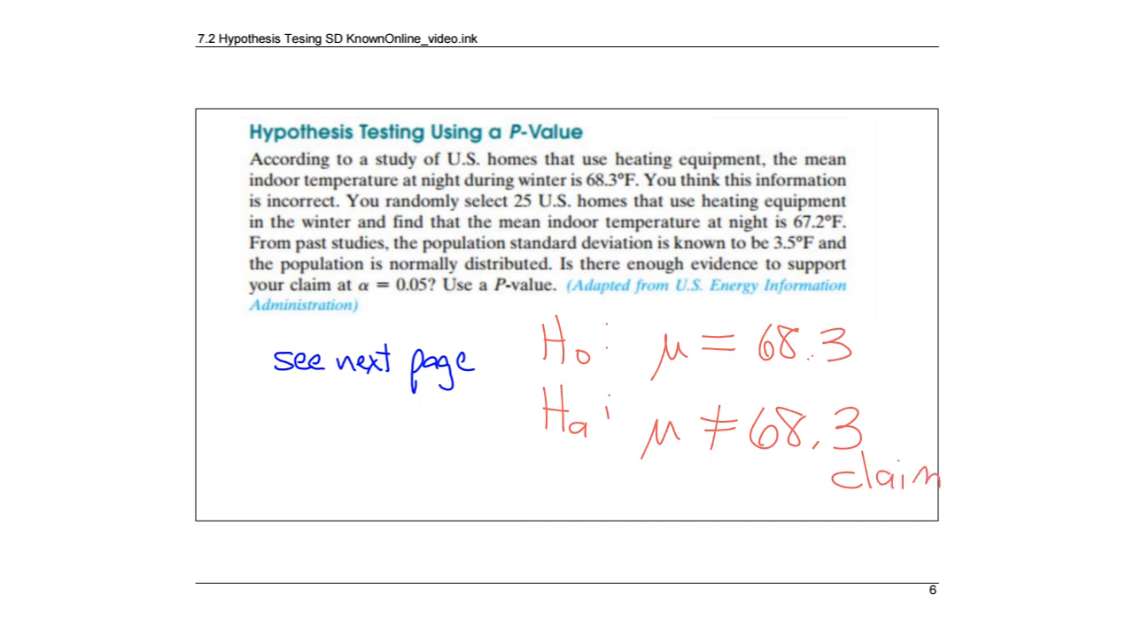Okay, so we have lots of information. Our sample size is 25. Our sample mean is 67.2. Our population standard deviation is 3.5. And finally, our alpha is 0.05. So we can now go to StatCrunch. We have everything we need to know. And since we have a population standard deviation, we can go to ZStat.